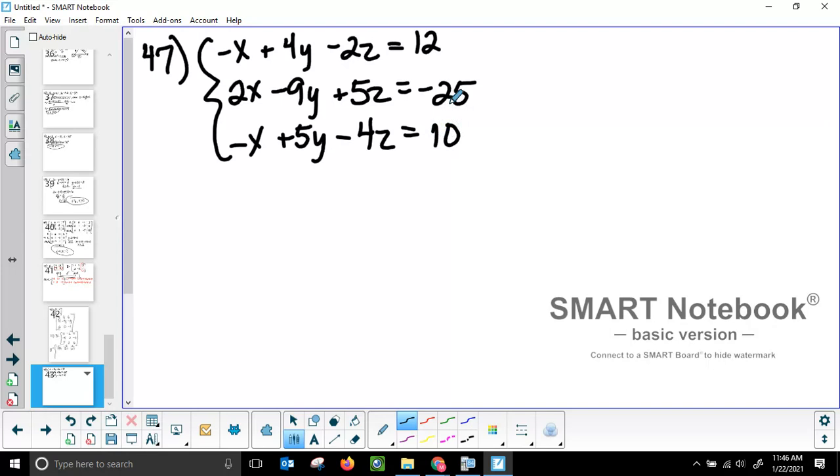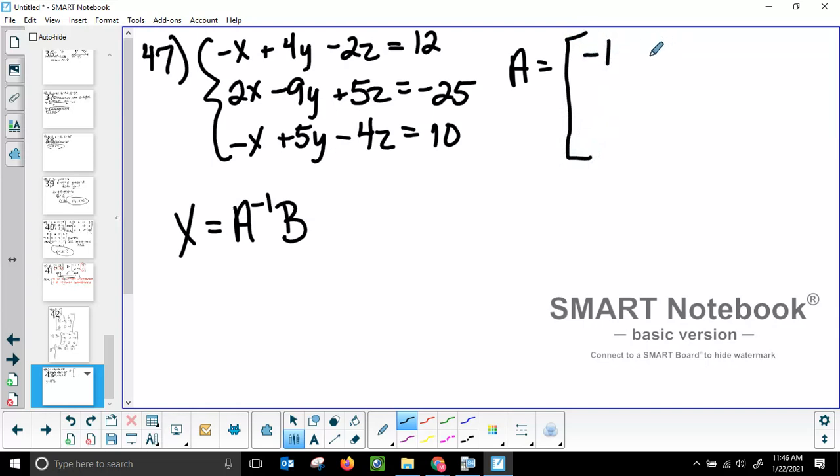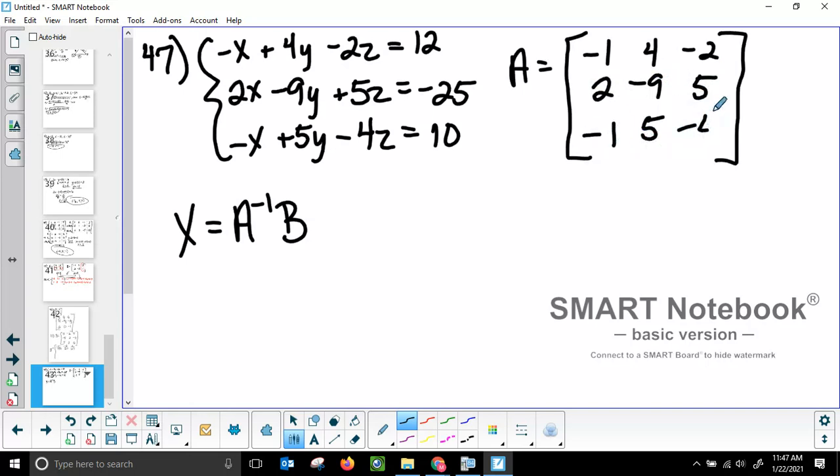All right, now when it says use an inverse equation, what they mean is that we want to use X is equal to A inverse times B, where A is the coefficient matrix, so negative 1, 4, negative 2, 2, negative 9, 5, negative 1, 5, negative 4, and B is the constant matrix, which is 12, negative 25, 10.